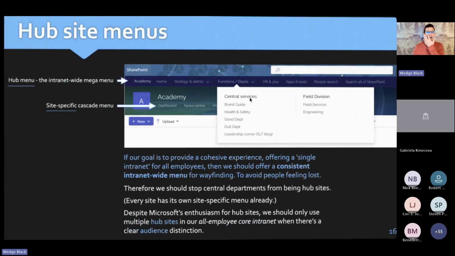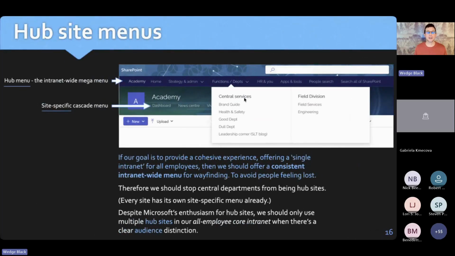Let's have a look at this. So, one slide on the governance of hub sites. Consider this carefully, as there will be caveats and exceptions for large organizations, but I put it to you that if your intranet is made up of multiple hub sites, there will therefore be many different menus, and that is confusing to your end user colleagues. If your goal is to provide a cohesive experience offering a single intranet for all employees, then we should offer a consistent intranet-wide menu for wayfinding to avoid people feeling lost.